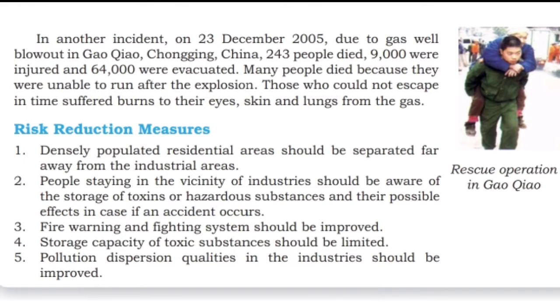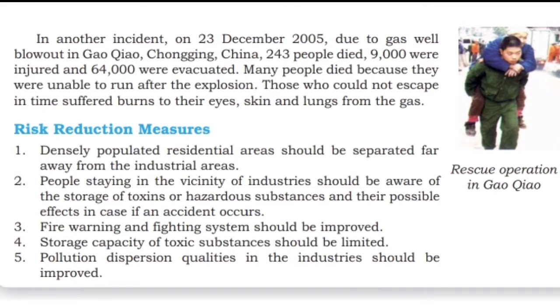In another incident on 23rd December 2005, due to a gas well blowout in Gaoqiao, Chongqing, China, 243 people died, 9,000 were injured, and 64,000 were evacuated. Many people died because they were unable to run after the explosion. Those who could not escape in time suffered burns to their eyes, skin, and lungs from the gas.